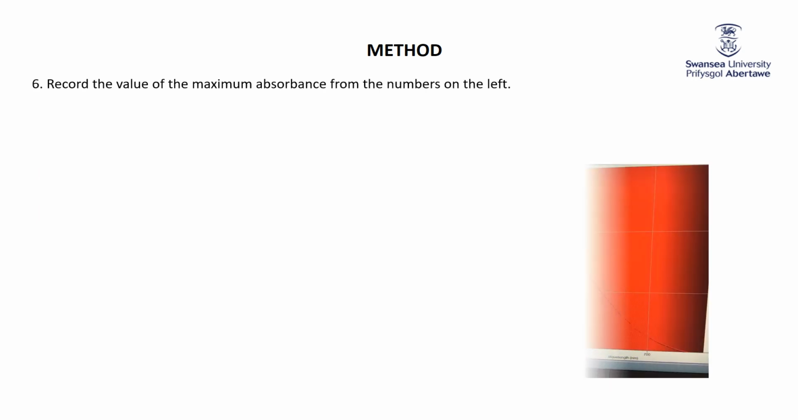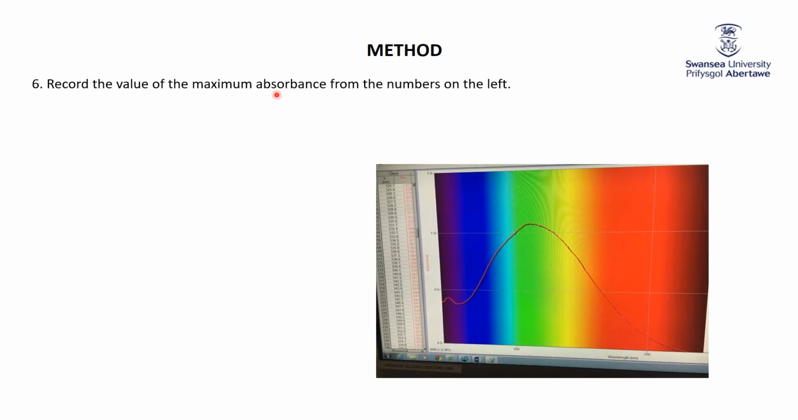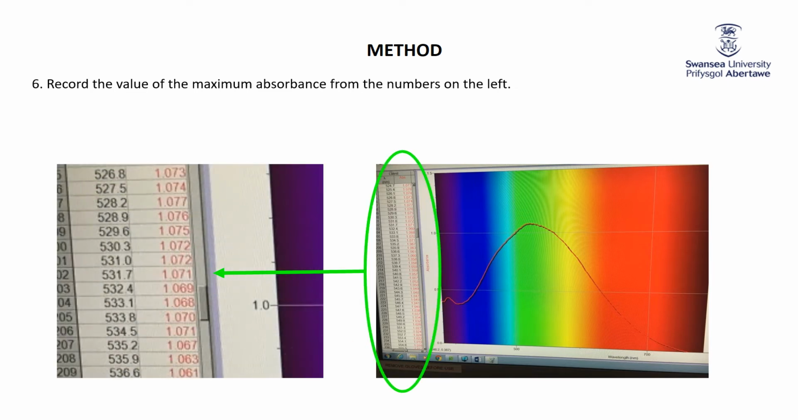Now I do that and I record the maximum absorbance from these numbers over here. Okay, so blowing them up nice and large. Here's my peak spectrum. We said it was between 530 and 540. These are the nanometers that I'd be reading. Here is the maximum absorbance. You can see the maximum absorbance here, 1.077 at about 528 nanometers right there. So I would record in this case that the absorbance is 1.077.